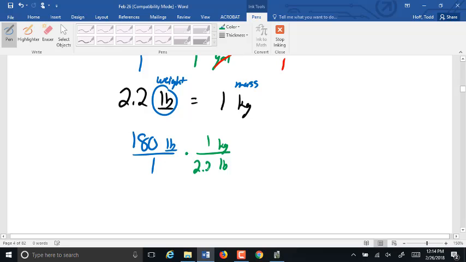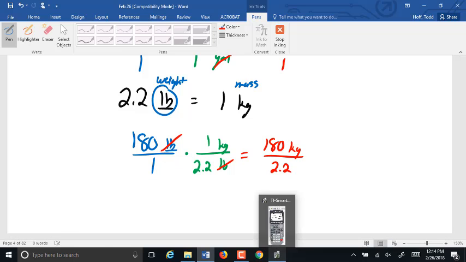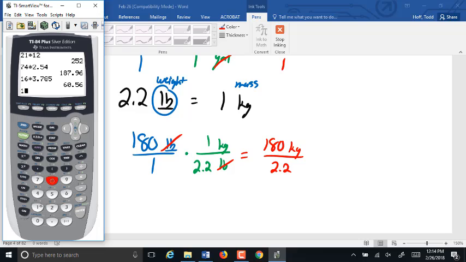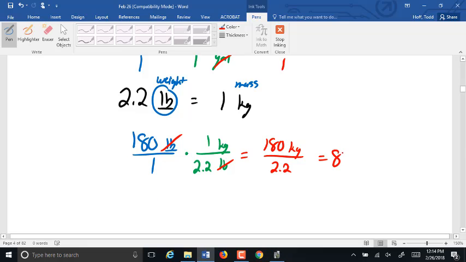1 kilogram is 2.2 pounds. The pounds cancel. 180 times 1 kilogram is 180 kilograms. Now on bottom we have 2.2. So now this one does have to divide out. 180 divided by 2.2. We get 81.82 kilograms.